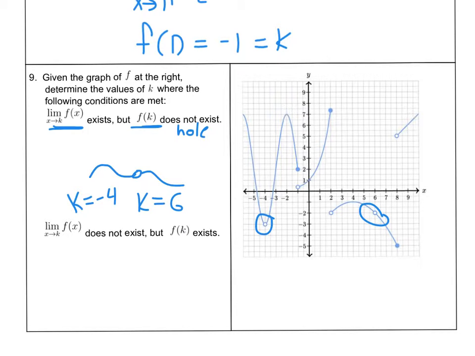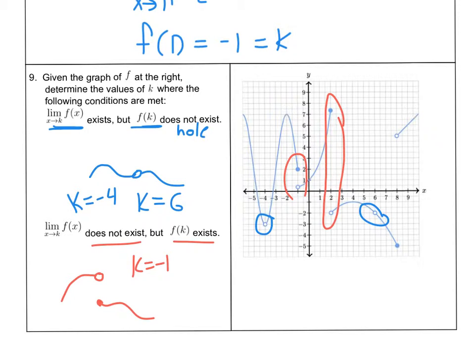All right, looking at the second part of this, where the limit does not exist, but the value exists. So we're looking for some kind of a jump where we have one side that exists and one side that doesn't. And that looks like that happens at x equals negative 1. And that looks like that happens at x equals 2. And it looks like it happens at x equals 8 as well. So we got 3 of those ones.